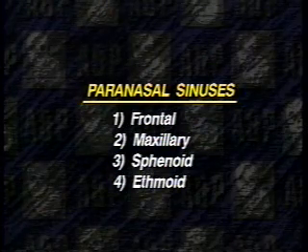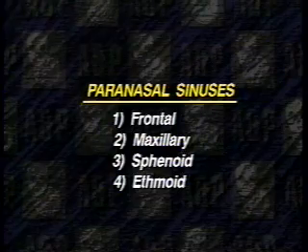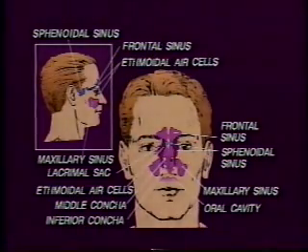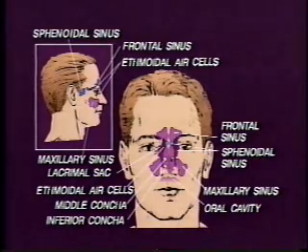We will now discuss the four paranasal sinuses, the frontal, maxillary, sphenoid, and ethmoid sinuses. These are small projections inside the bone that help to lighten the skull and also act as a voice resonance chamber. They are covered with a mucous membrane that oftentimes is filled up and causes a sinus headache.